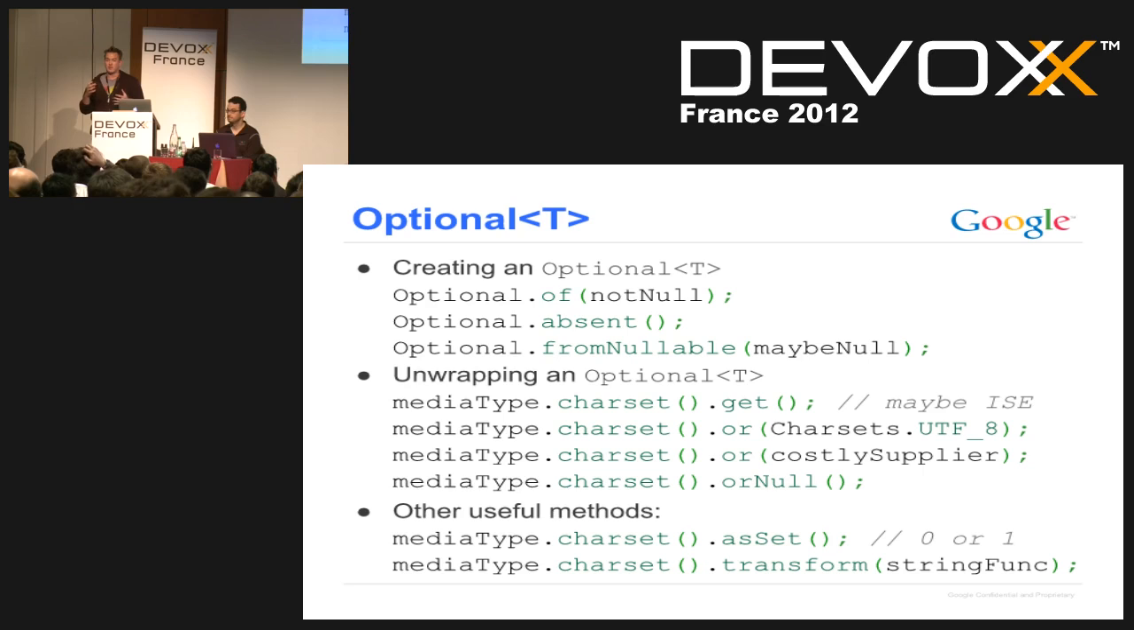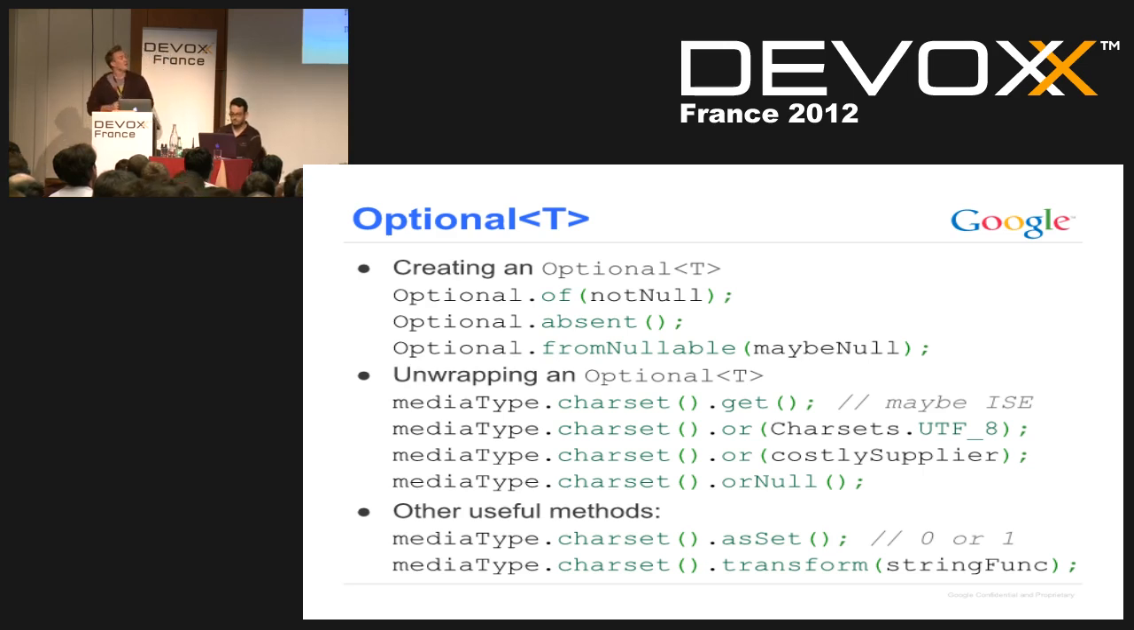Or if the default value that you want to return is expensive to compute or to load or whatever, you can pass it a supplier directly. So you can say your optional.or and then give it a supplier that will lazily load the default value. Or if you just want to get null back if the value isn't present, then you can use orNull.